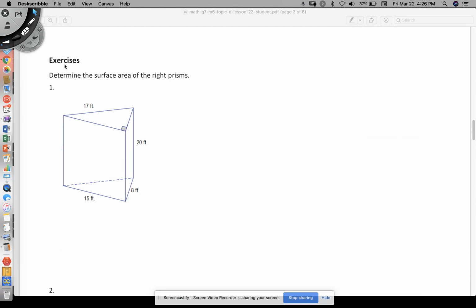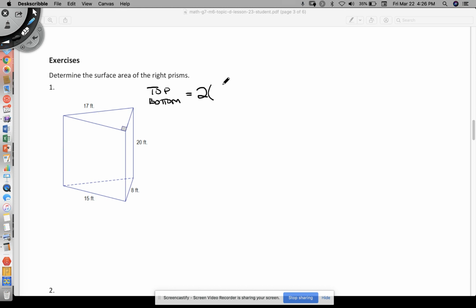So we have a triangular right prism, and we're going to go ahead and find the surface area of this. Now, if you remember, when we find surface area, it's area equals half the base times the height. So we're going to do the top and bottom first. The top and bottom, I have 2, obviously, a top and a bottom.